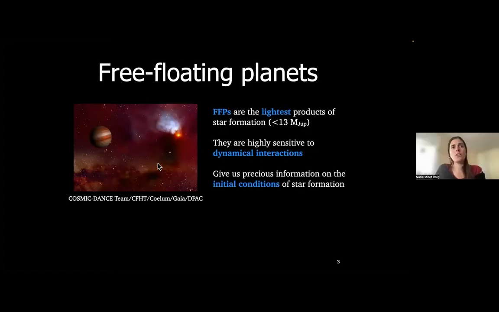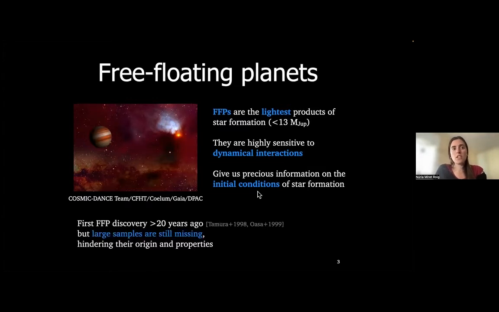So for those who might not be familiar with free-floating planets, those are planetary mass objects of less than 13 Jupiter masses, which are not bound to a more massive object, but instead are roaming in the galaxy. So those are the lightest products of star formation, and they are thus highly sensitive to dynamic interactions. And this makes them excellent candidates to study the initial conditions of star formation.